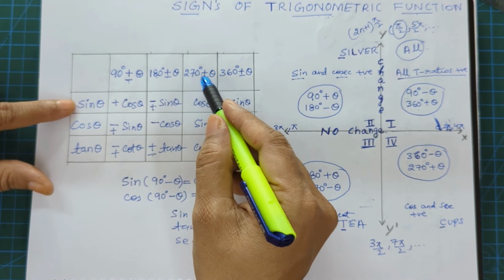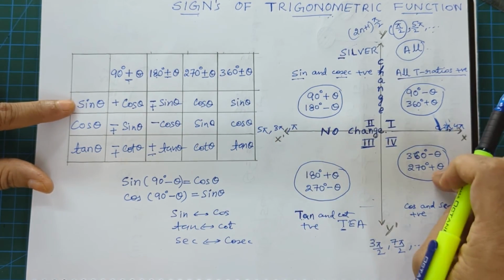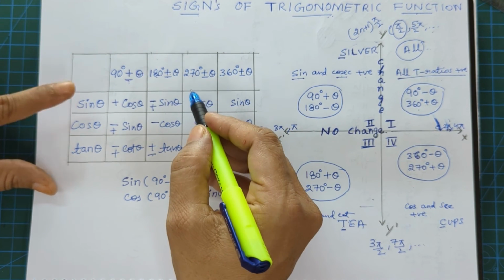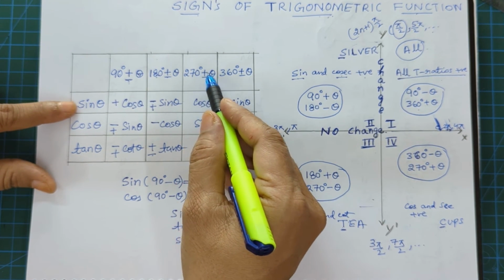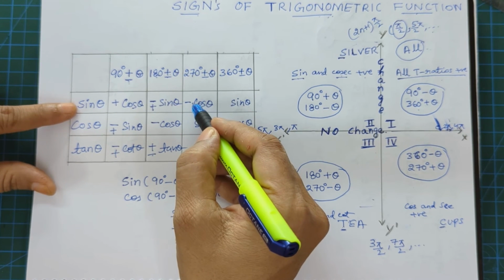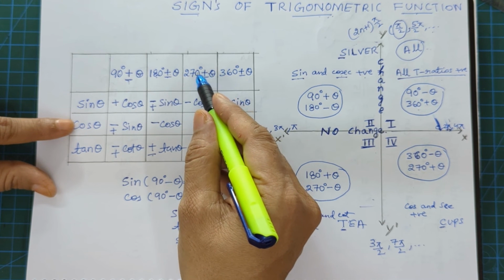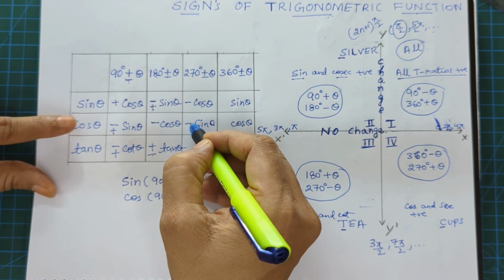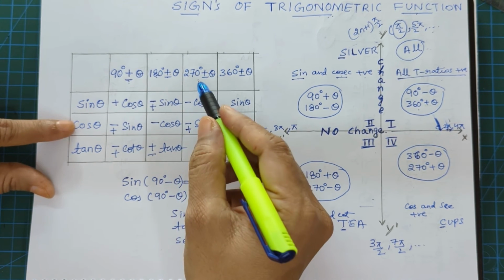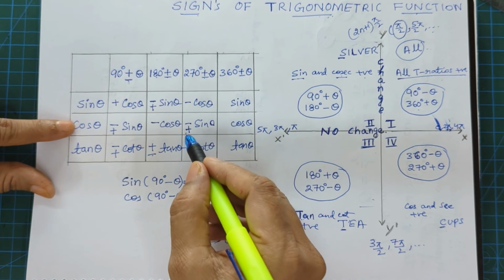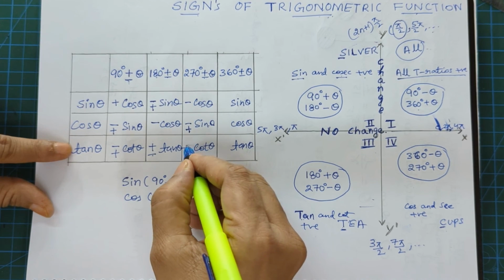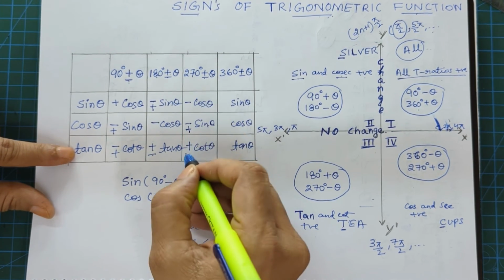Then 270 plus theta is the fourth quadrant. 270 minus theta is third quadrant. So accordingly we'll answer. Sine of an angle in third quadrant is negative. Sine of an angle in fourth quadrant is also negative. Cos of an angle in third quadrant is negative. Cos of an angle in fourth quadrant is positive. Means cos 270 minus theta is actually minus sine theta. Tan of an angle in third quadrant is positive. Tan of an angle in fourth quadrant is negative.